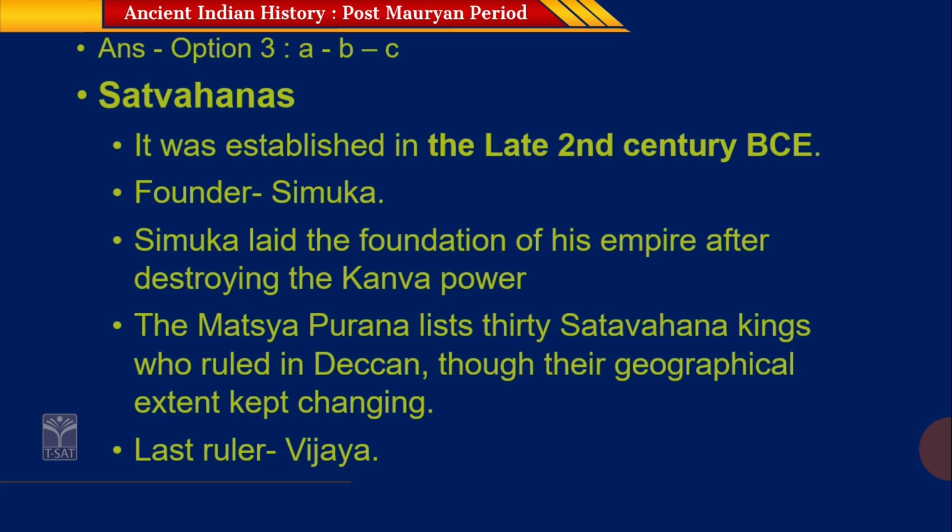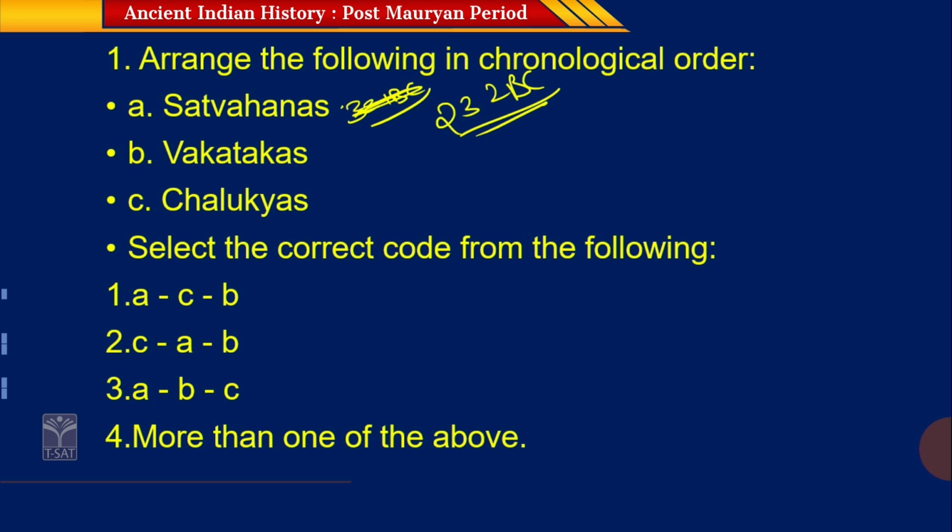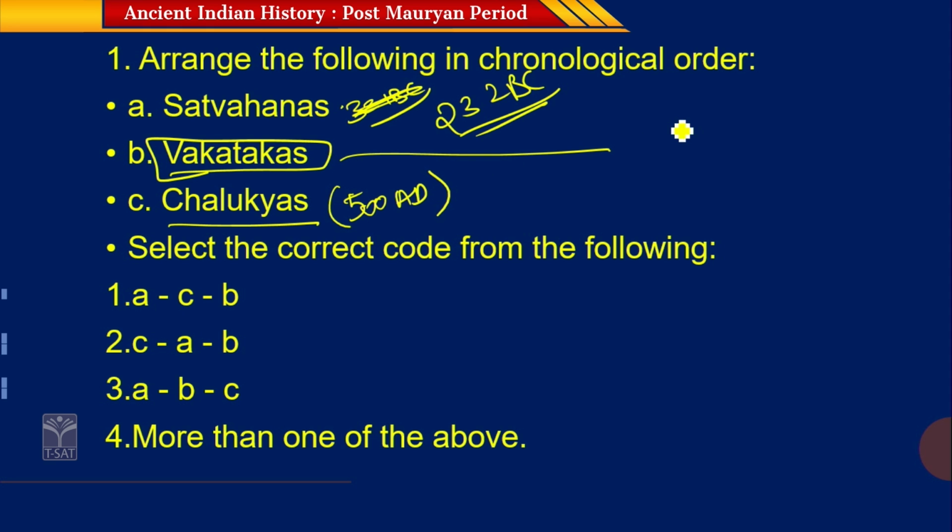The answer would be A, B, C, which is Shatavahana, Vakataka and Chalukya. Shatavahanas emerged immediately after the death of Ashoka, who died in 232 BC. Whereas Chalukyas, you do not see them really coming into the mainstream picture as sources of history up until 500 AD. Vakatakas were in between because they were the Samanta Rajas or the feudal lords of the Guptas.